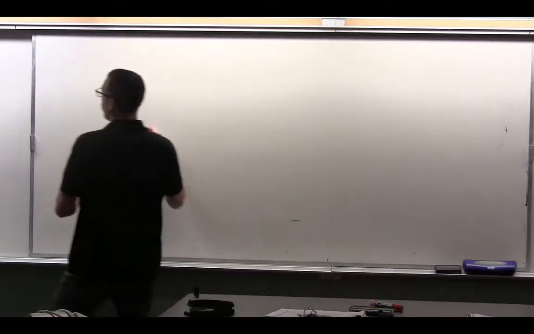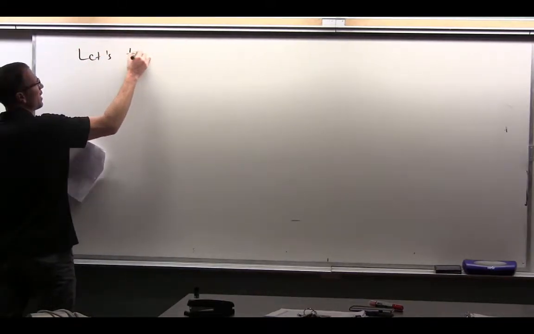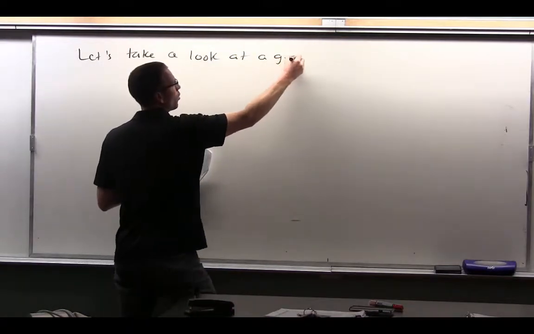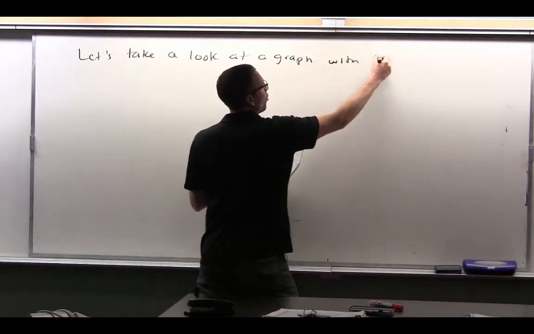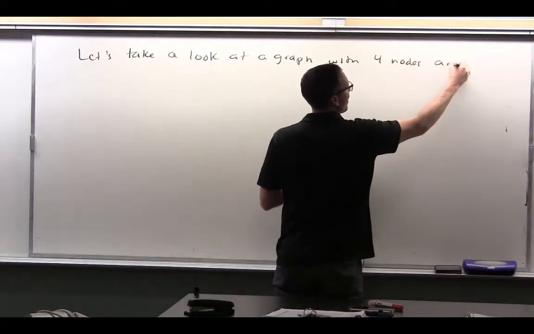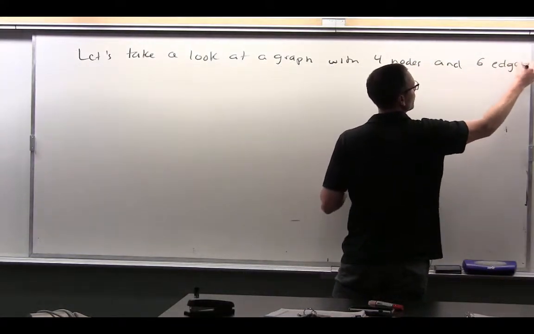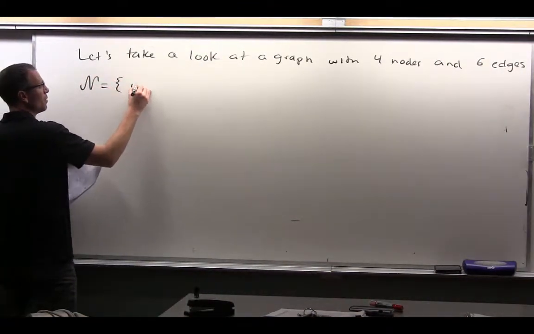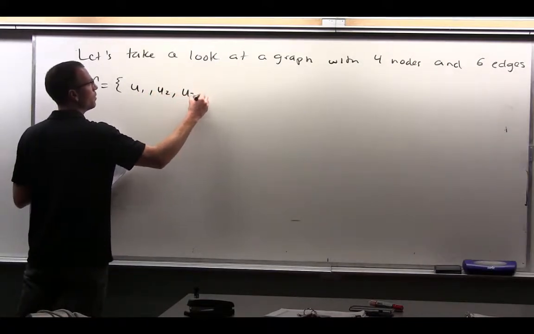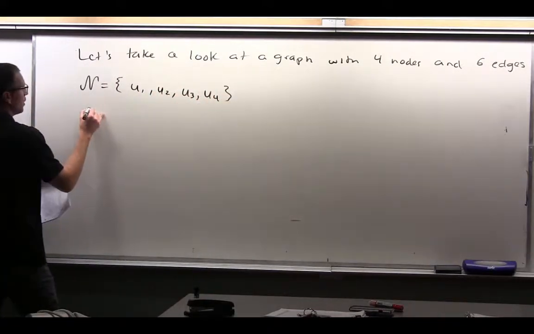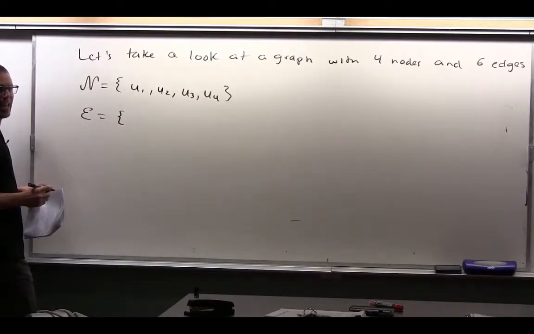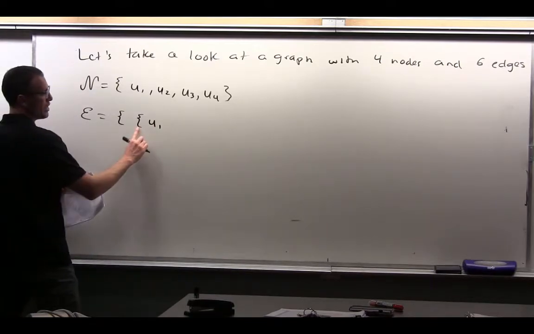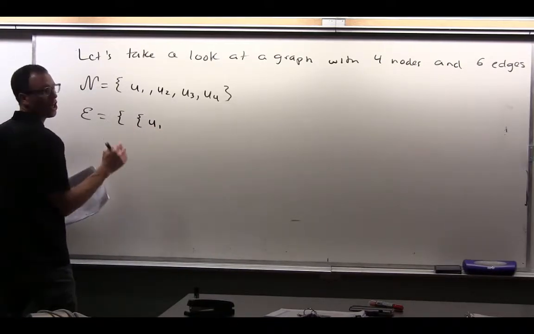So let's create an example using this setup. Let's take a look at a graph, quote unquote graph, with 4 nodes and 6 edges. What does that immediately mean about the set N? How many elements does it have? 1, 2, 3, 4. If I have 6 edges, how many elements does the set E have? 6. In this case, because it's undirected, we're going to use sets in order to talk about connectivity between nodes.